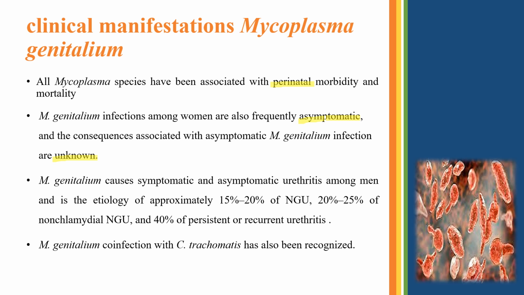M. genitalium causes symptomatic and asymptomatic urethritis among men, and it is the etiology of approximately 15 to 20% of NGU, non-gonococcal urethritis, 20% to 25% of non-chlamydial non-gonococcal urethritis, and 40% of persistent or recurrent urethritis. M. genitalium co-infection with Chlamydia trachomatis has also been recognized.